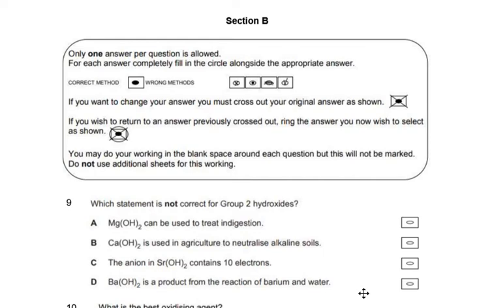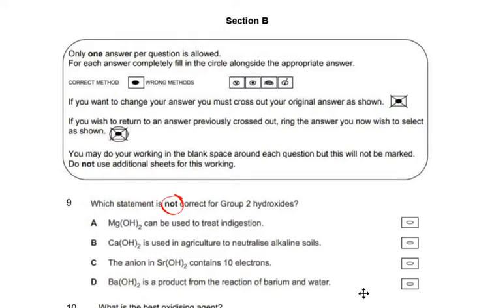This video runs through the answers to Test A, Section B, the multiple choice questions. In question 9, you're asked about group 2 hydroxides. You have to identify the statement that is not correct.